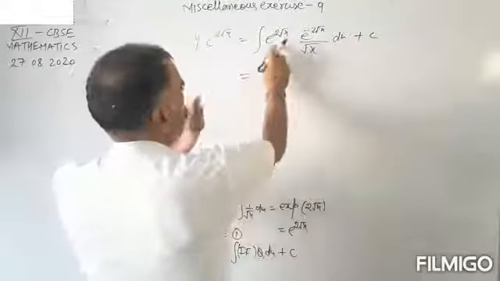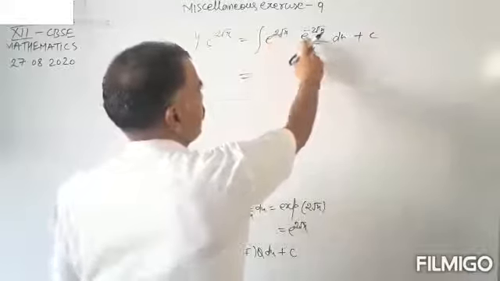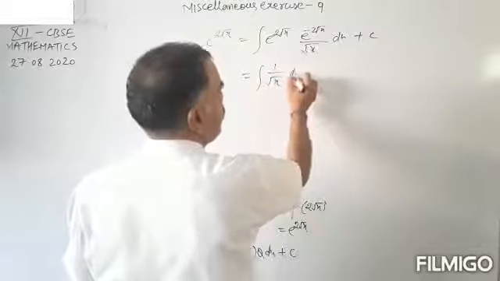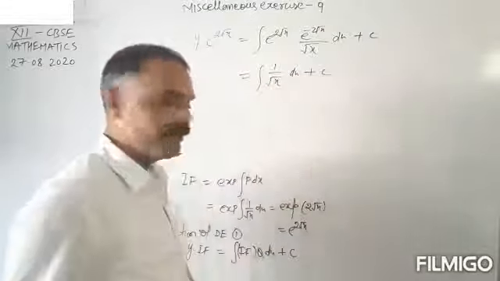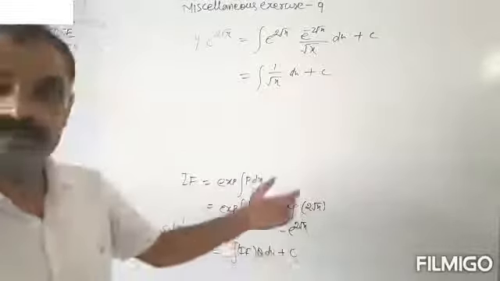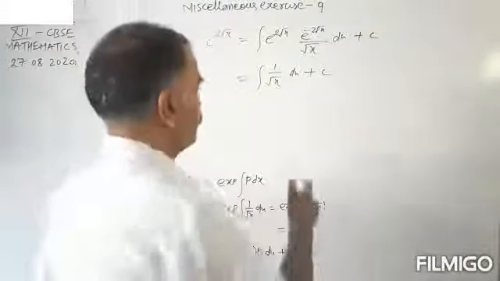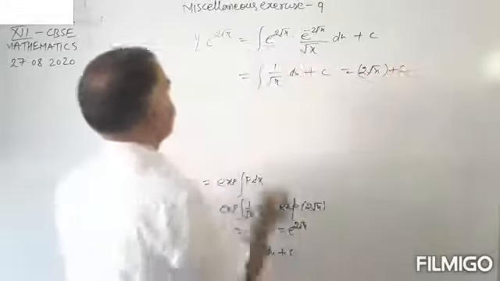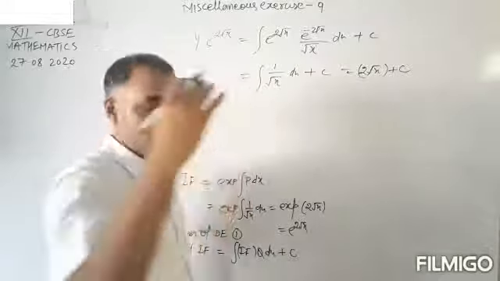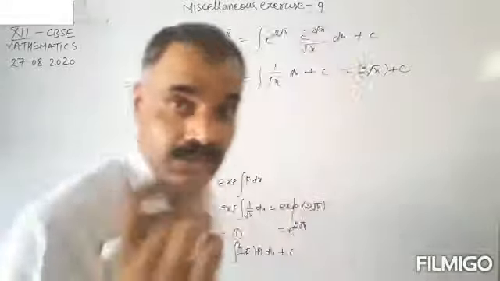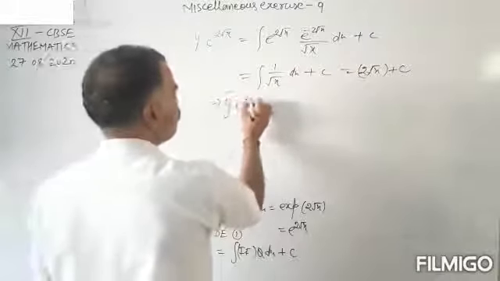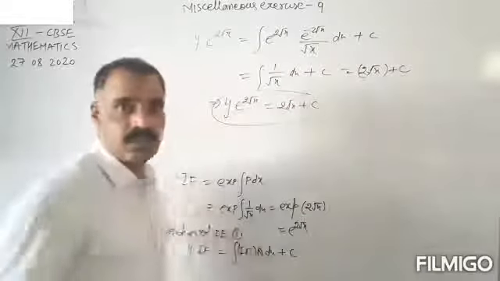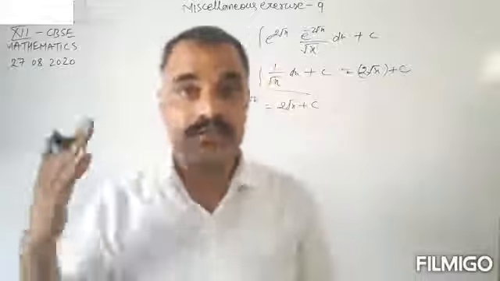So this is equal to the integral of e to the power plus 2 under root x times e to the power minus 2 under root x times 1 upon under root x dx plus c. And integration of 1 upon under root x is 2 under root x plus c. So the general solution of the given differential equation is y e to the power 2 under root x equals 2 under root x plus c. This is the general solution of the given differential equation.